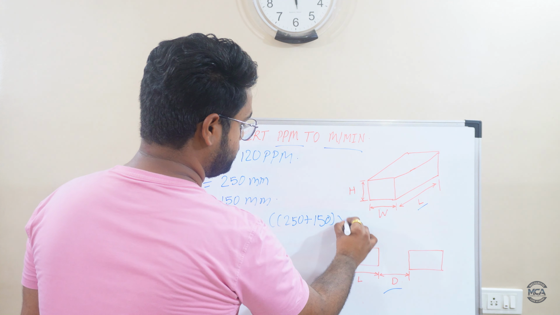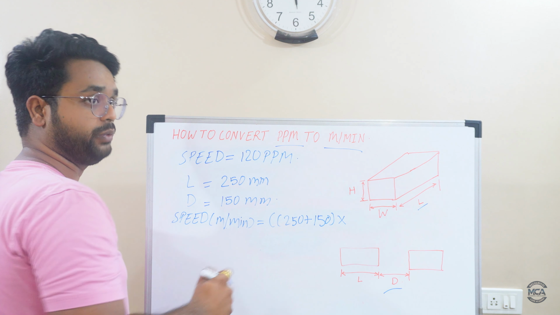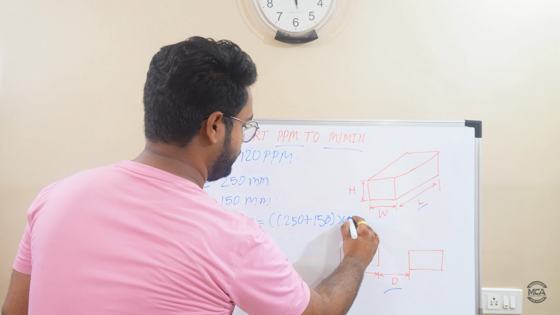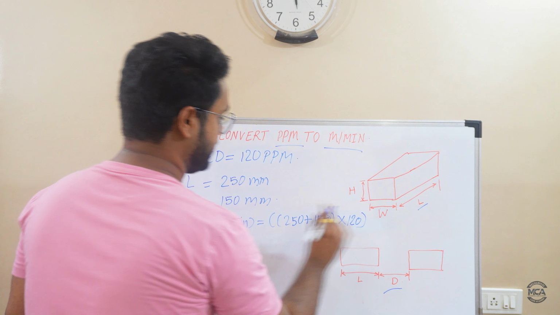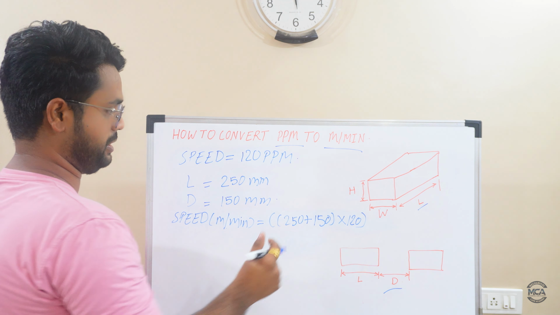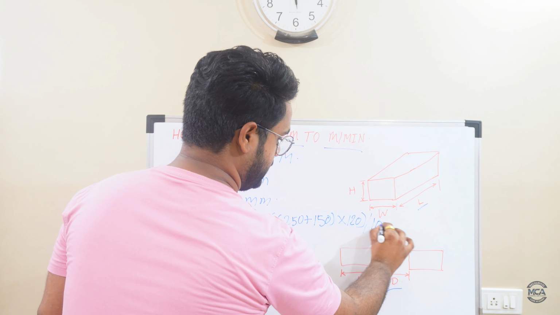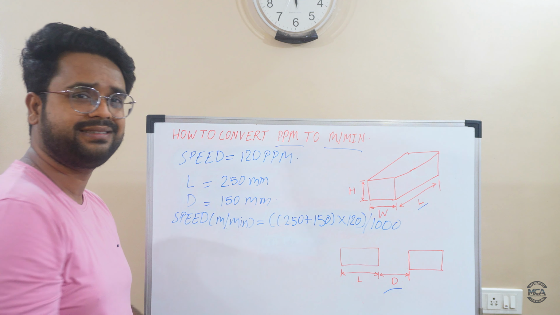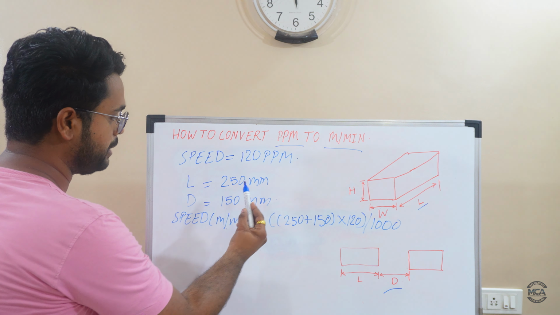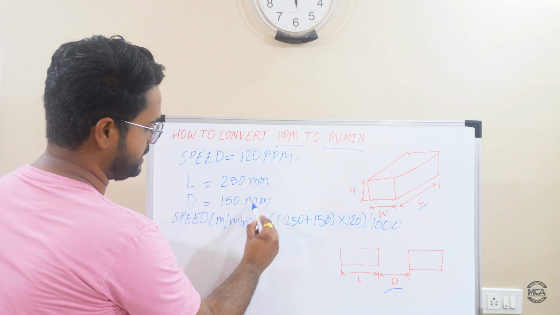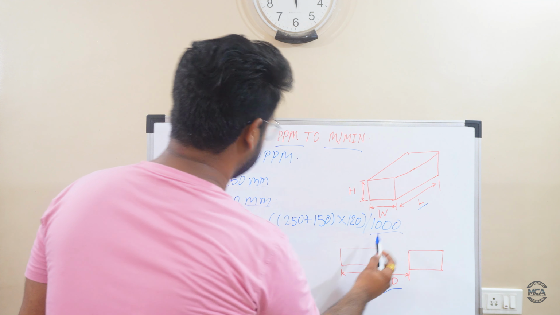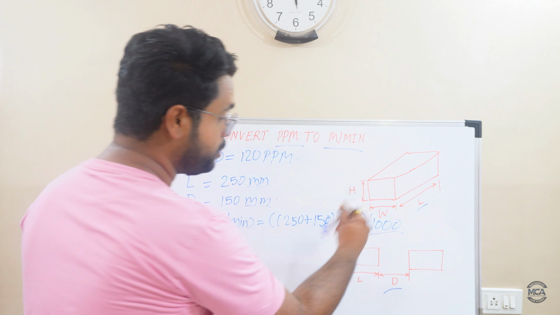Now we will multiply this parameter by our speed to get the final answer in meter per minute. So we will multiply it with 120. Second bracket complete. Now we will divide this whole unit by 1000. The reason I have used 1000 is because our length and the distance between two products are in mm. As you can see, the units are in mm.